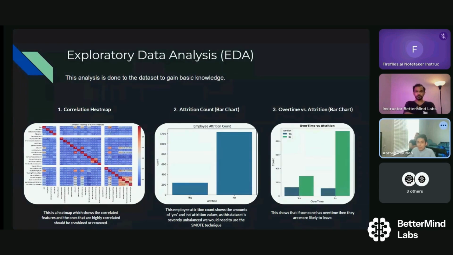Number three, overtime versus attrition, which is also a bar chart. Employees doing overtime have higher quit rates, which suggests that overtime may cause burnout or dissatisfaction. This is a strong predictor for attrition.